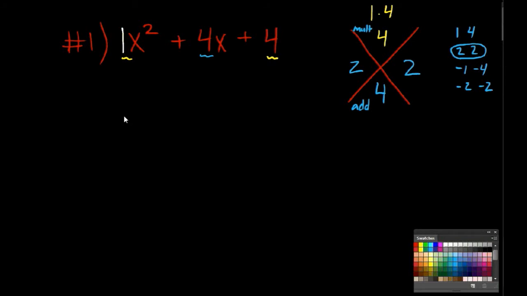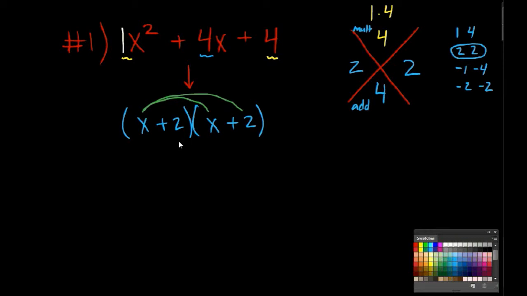Now I see that 2 times 2 is 4, and it adds to 4, so I know my factors are 2 and 2. So when I'm going a little fast here, when I put those in my numbers, all I have to do is put them as my factors. So I will have x plus 2 times x plus 2.